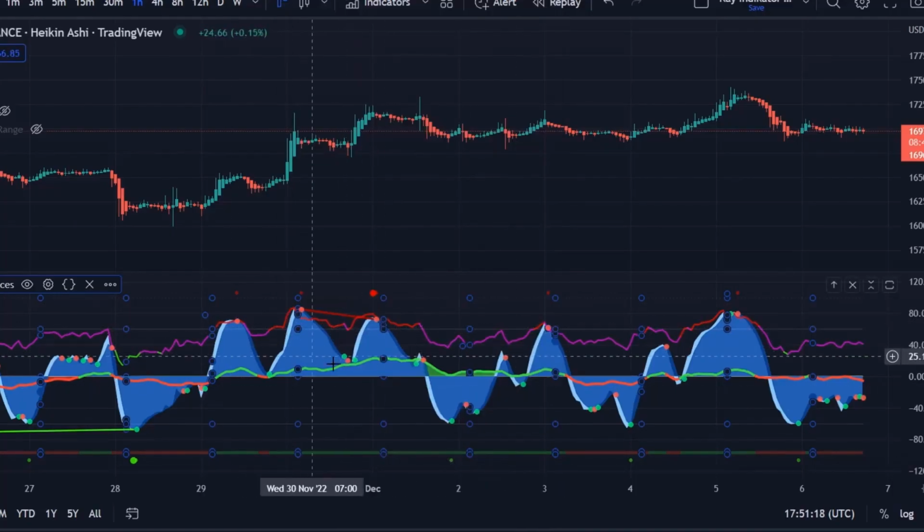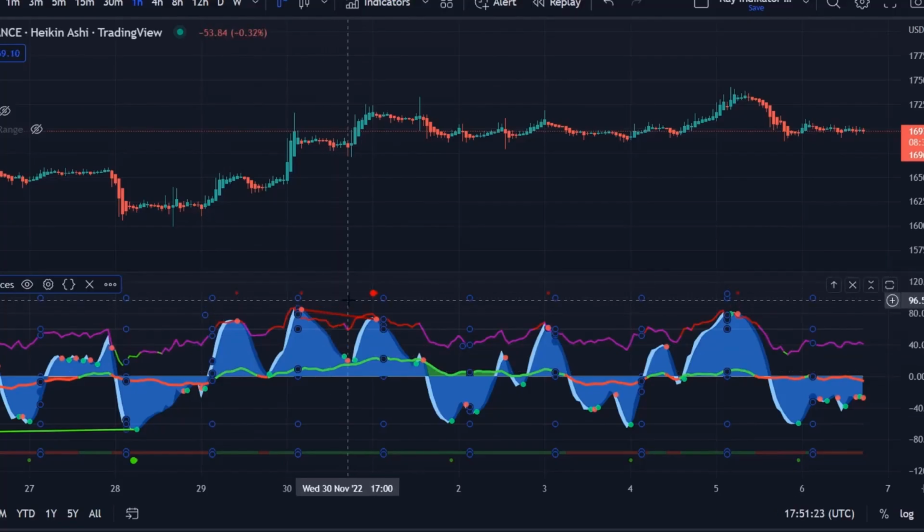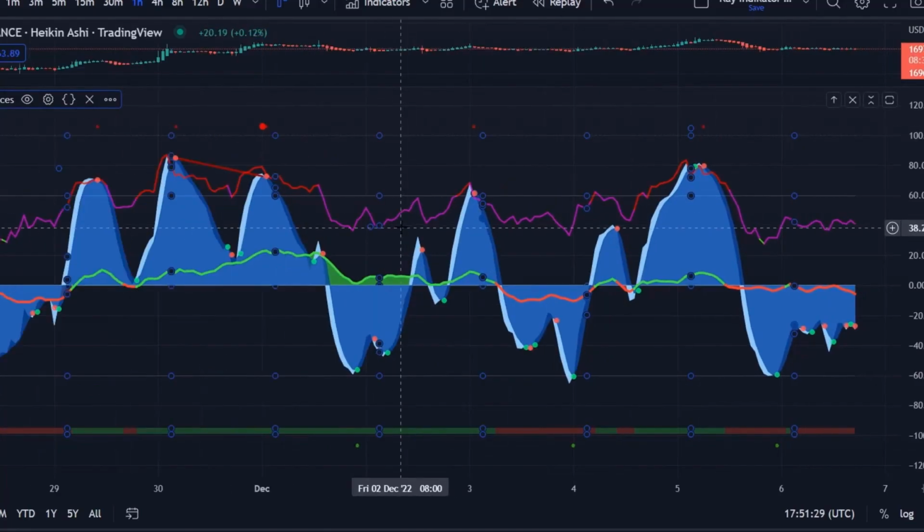Now we can start trading. Now I can tell you a bit about it, and then we'll take a look at how brilliantly trades work here when you understand the market cipher B. Let's just start. I'll make this a bit bigger as well.